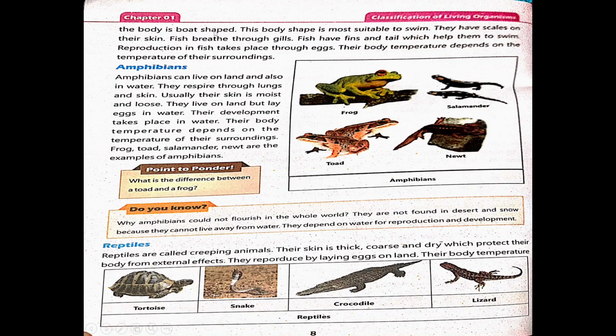The body is boat shaped. This body shape is most suitable to swim. They have scales on their skin. Fish breathe through gills. Fish have fins and tail, which help them to swim. Reproduction in fish takes place through eggs. Their body temperature depends on the temperature of their surroundings.